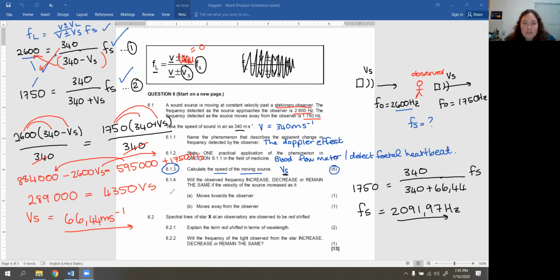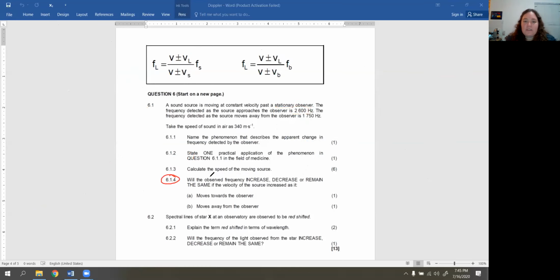Now what I'd like to do, I think I can safely clear everything from here for us to answer. So I'm just going to quickly clear everything. The question then says, will the observed frequency increase, decrease, or remain the same if the velocity of the source is increased as it moves towards the observer and as it moves away from the observer? I'm going to give you just a second to quickly think about those two answers and write down something for each of them.